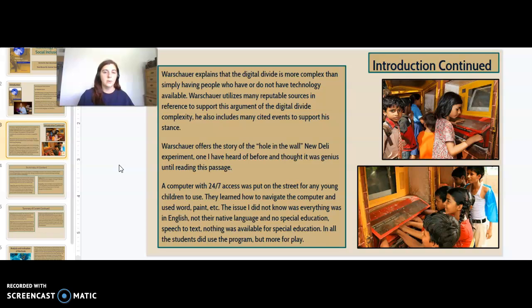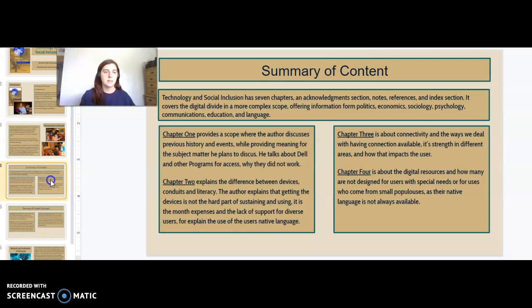They also did not have their native language in this program, so when they went to use them, they were all in English and they did not understand what they were reading or going through, which is slightly handicapping the students. They also didn't have any special education programs set up with this, so there's no speech to text or any aid that would have helped them in understanding or using this computer if they needed special needs.